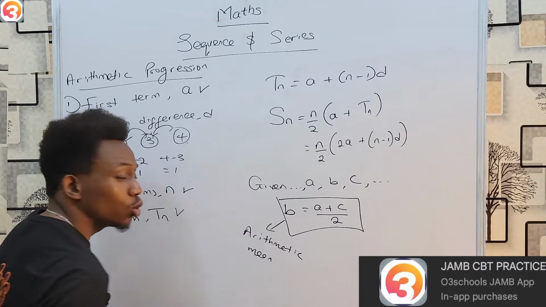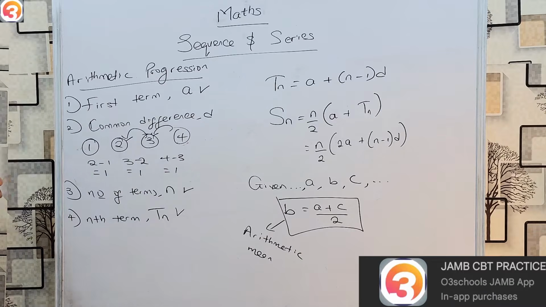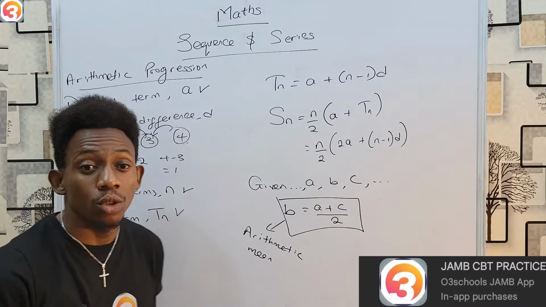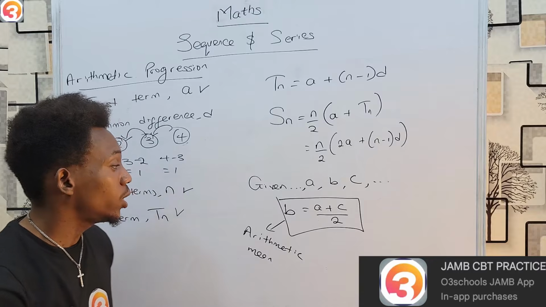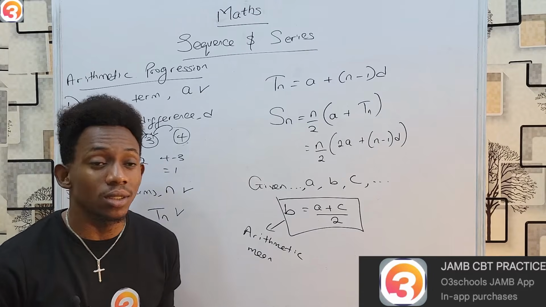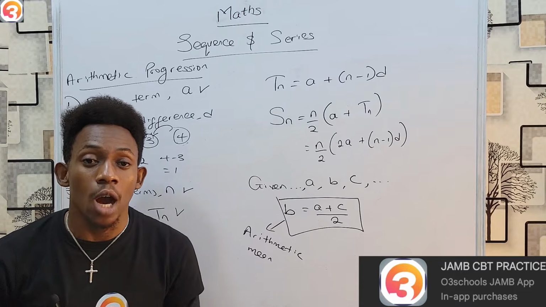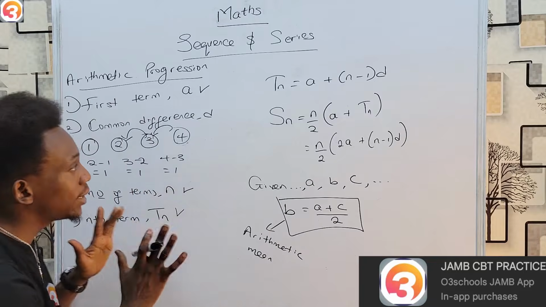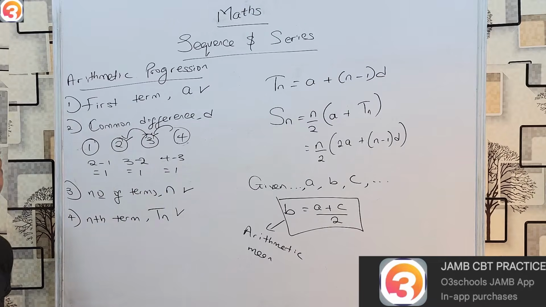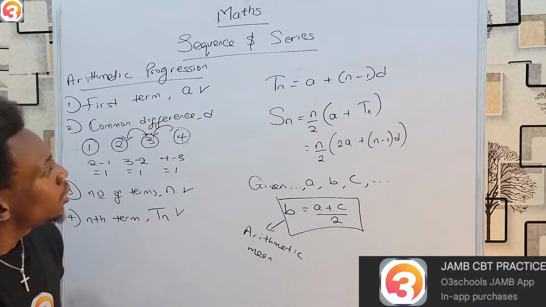So we use this method to solve when we have an AP, we don't know the first term, we don't even know the position of the term actually, and we want to find some other terms. This is the arithmetic mean, and this is all we truly need to know about your AP. Now let's move on.